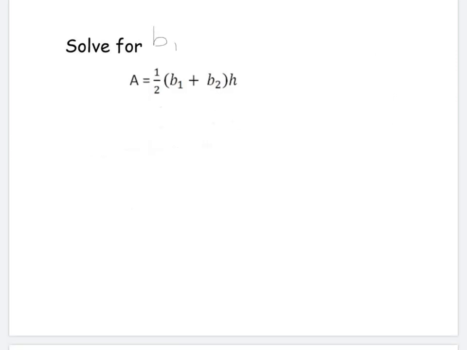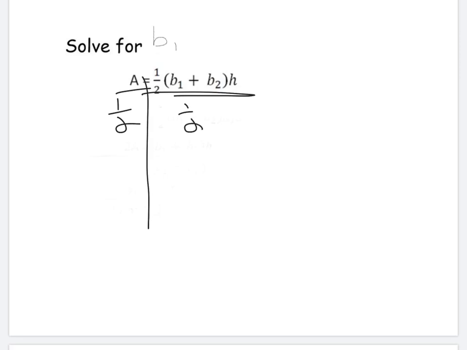I'm looking at the same equation this time, but I'm solving it for one of the bases. So I want to start by getting rid of all the stuff that is not base 1. The first thing I can get rid of is the 1/2. Just like before, I can divide both sides of my equation by 1/2.